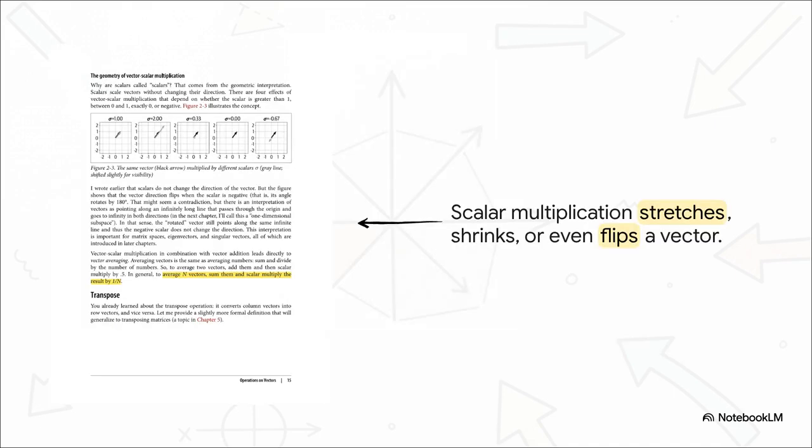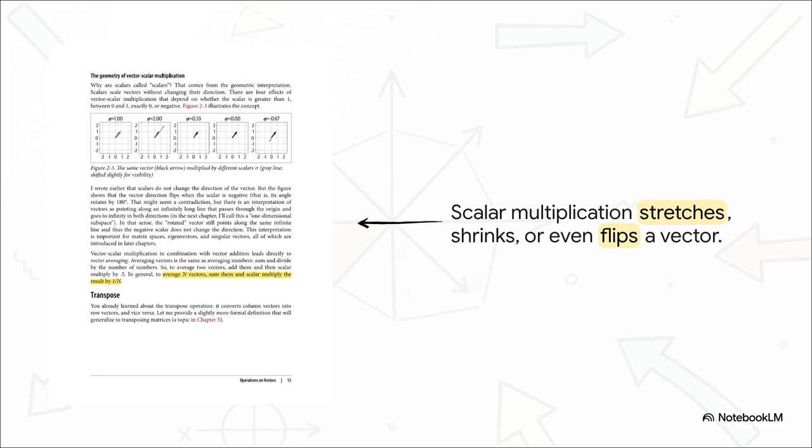Okay, our next action is scalar multiplication. This is just when you multiply a vector by a single number, a scalar. And what it does is it doesn't change the vector's path at all, just its length. So if you multiply by 2, it gets twice as long. Multiply by 0.5, it shrinks to half its size. And if you multiply by a negative number, like -1, it flips a full 180 degrees and points in the exact opposite direction.